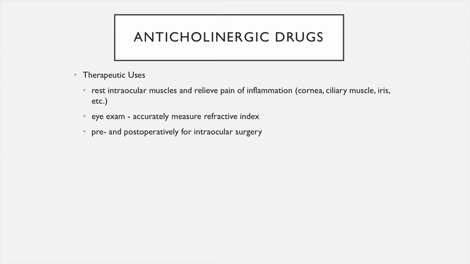Because remember, the parasympathetic nervous system is also in charge of accommodation. So they're basically like paralyzing the lens, so they can't focus on things close up. So if they've had eye surgery and you don't want them looking at the TV or reading a book or whatever, these drugs are helpful. And they also do relieve some of the pain of the inflammation that you might have with either surgical procedure or if they've got some kind of inflammatory thing going on in their eye.